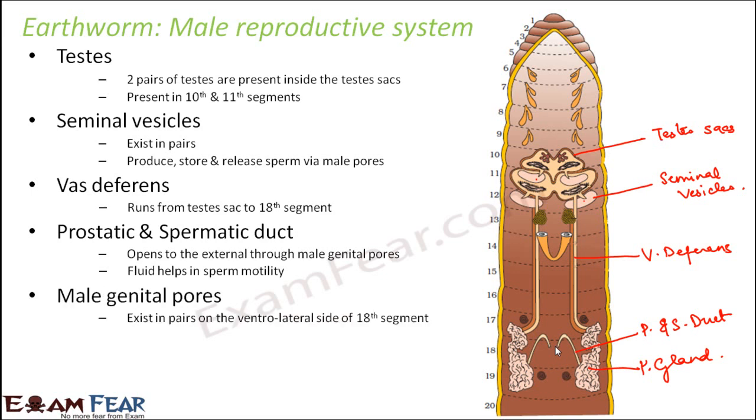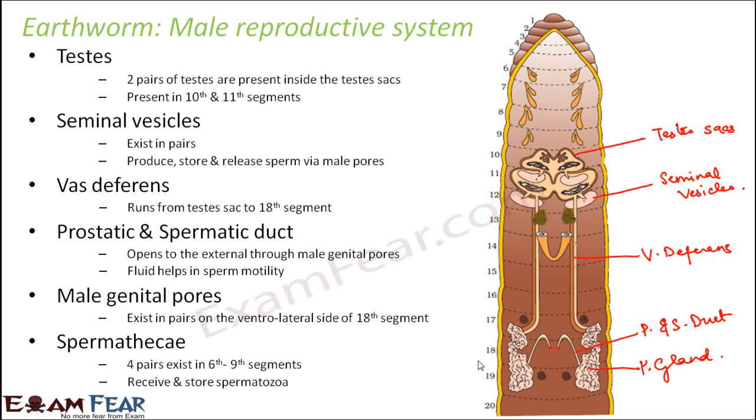Male genital pores, they also exist in pairs on the ventrolateral side of 18th segment. So where do we have the male genital pores? The pores are present here around the 18th segment, and they are present on the ventrolateral side, that is sideways, I mean towards the belly side, but sideways, not in the mid center of the belly, right? So these are some of the important parts so far.